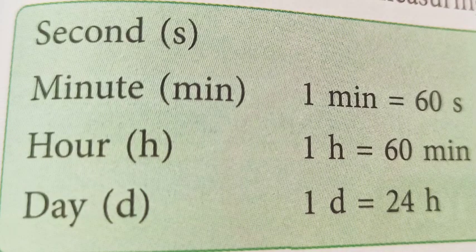There are some units for measuring time that you already know. Let's revise. 1 minute is equal to 60 seconds, 1 hour is equal to 60 minutes, and you already know 1 day is equal to 24 hours. So this was a quick revision of what you've already studied in your class 3rd. Now we will learn how to tell the time on our clock.